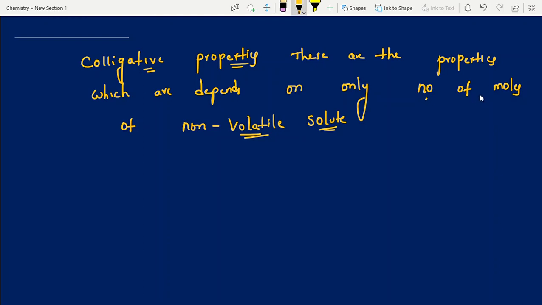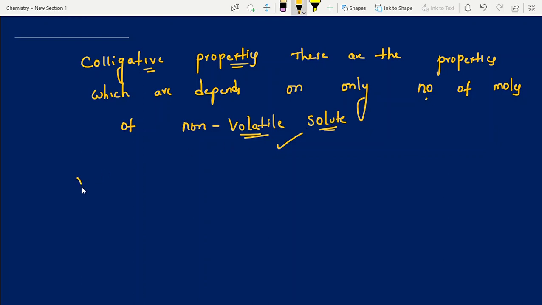In the previous video we also discussed some questions. More number of particles, more elevation in boiling point, more depression in freezing point, more osmotic pressure, like that. Here it depends only on the number of moles of solute particles, non-volatile solute. Only that point about colligative properties we have learned.